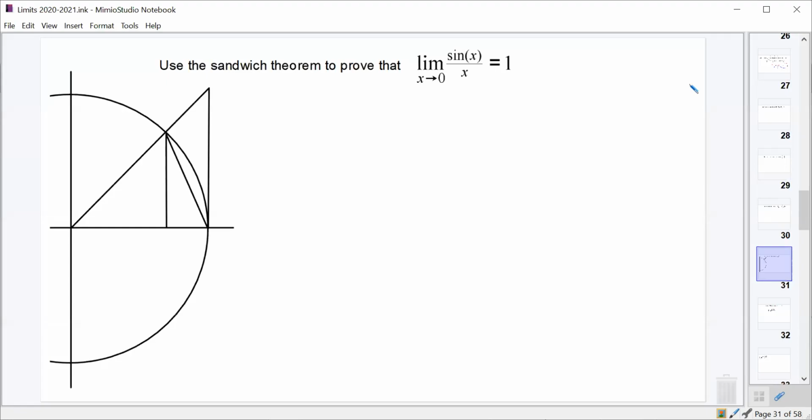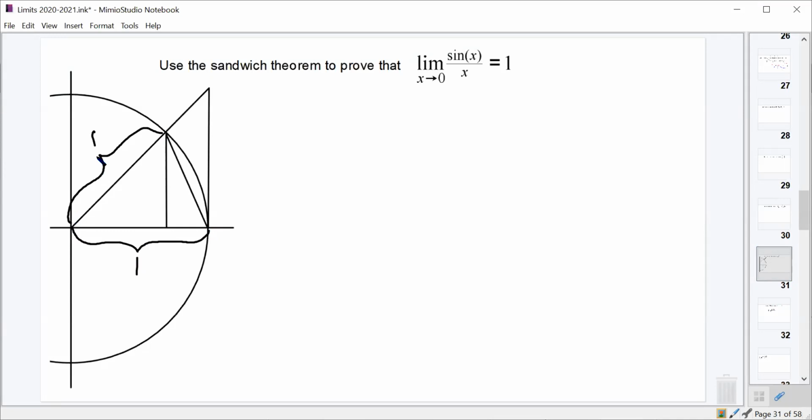All right, so we're going to use the sandwich theorem to prove this limit. First off, we're going to start by saying that what we're looking at here is a circle with a radius of 1. So the distance from the origin to the edge of my circle is 1, which also tells us that this diagonal distance here is also 1. Also a radius, it's also 1.